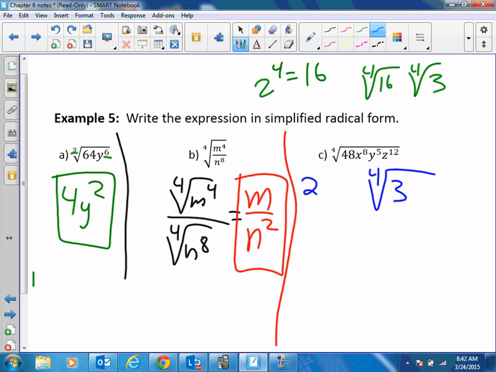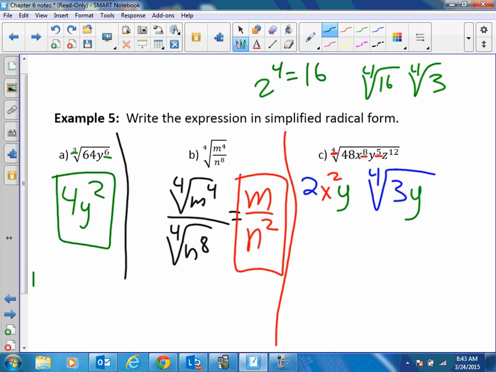Okay, so then I have x. Now 8 divided by 4, which is 2. That goes evenly. Then I'm going to write an x squared on the outside and nothing on the inside. The next one, y to the 5th. Think about it: how many times does 4 go into 5? One time. So if 4 goes into 5 one time, I can take one y out. But how many y's do I have left over? I have 1 left over, so I'm going to leave that leftover y in the radical.